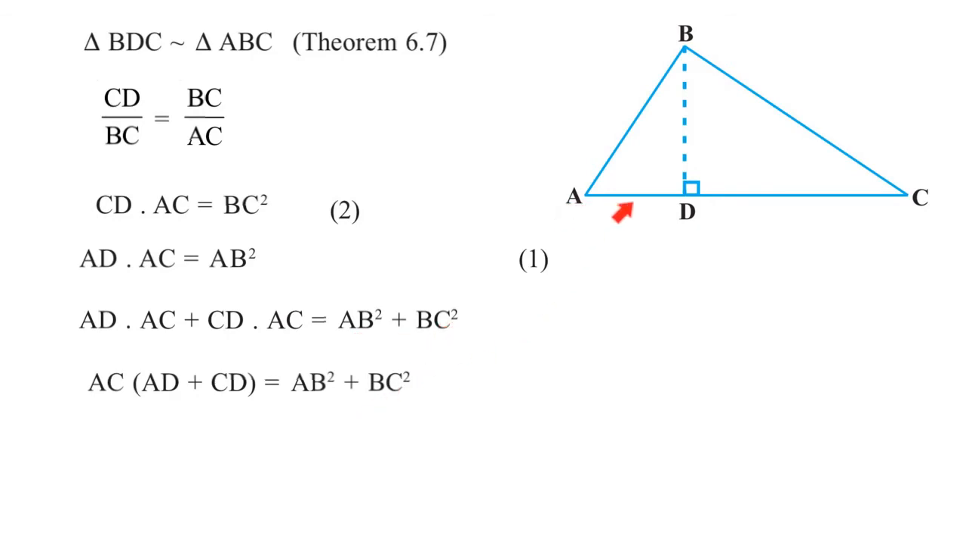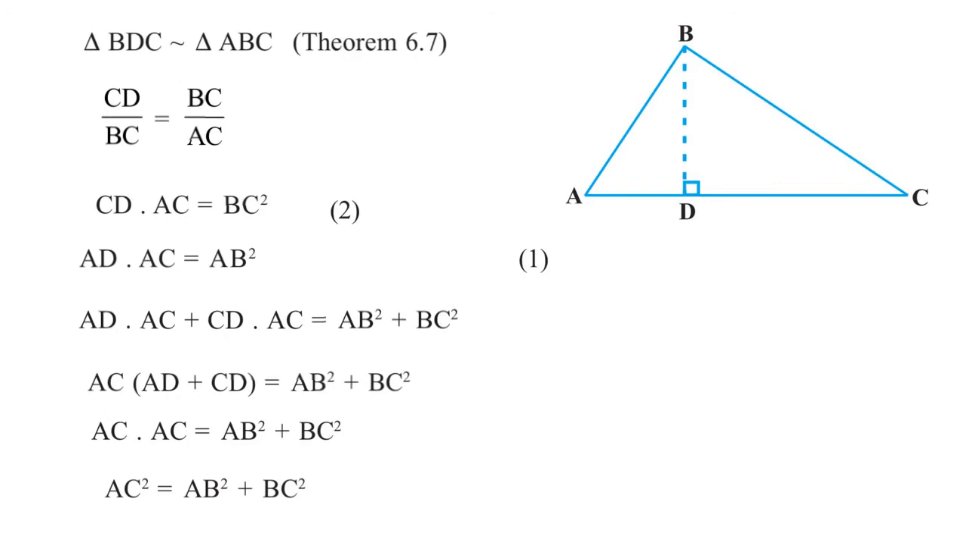But what is AD plus CD? It is nothing but AC. So AD plus CD is nothing but AC. So this will become AC times AC equal to AB squared plus BC squared, which is nothing but AC squared equal to AB squared plus BC squared.